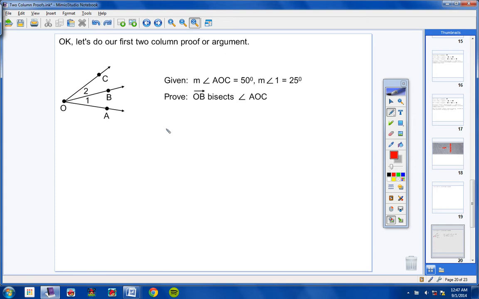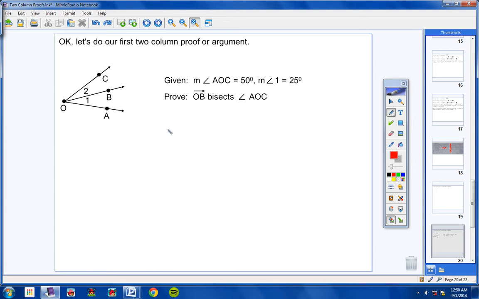All right. And then go ahead and write down your given, and I'll explain what that is in a second. The measure of angle AOC equals 50, and the measure of angle 1 equals 25. Now that's what you're given, that's what you know, okay? And here's what you're trying to prove. You're trying to prove that ray OB bisects angle AOC. And once again, students, I advise you to just really take notes and don't try to figure this out. Just take notes and listen and write down what I tell you to write down, okay?